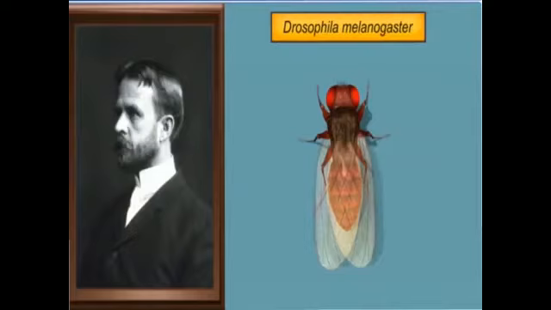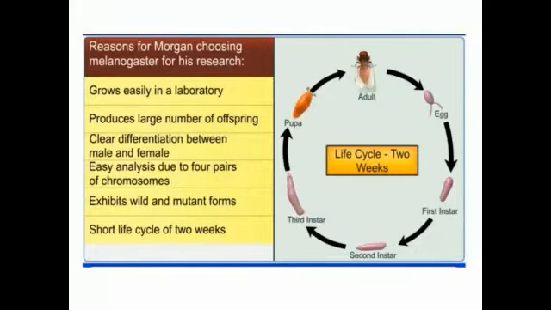There were several reasons why he chose this tiny organism, Drosophila melanogaster. So now let's see what the reasons are. Number 1, Drosophila melanogaster can easily grow in a synthetic medium in a laboratory. Morgan also found that a single mating of this organism produces a large number of offspring. Moreover, the male and female are easily distinguishable.